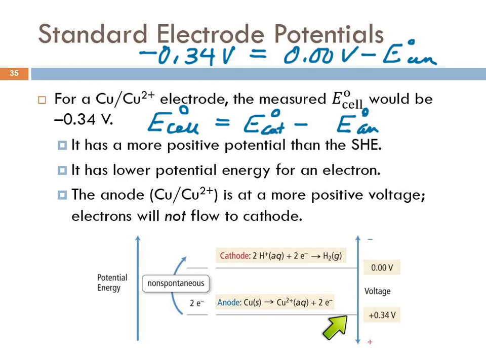So the anode has a more positive charge than the cathode. Are electrons going to move from this more positive anode to the more negative cathode? No, that is not going to be a spontaneous process. In fact, the opposite will happen. Electrons will flow from the cathode, which isn't really the cathode then, it'll flow from the hydrogen electrode to the copper electrode. I'm not completely thrilled with how the book is presenting this.